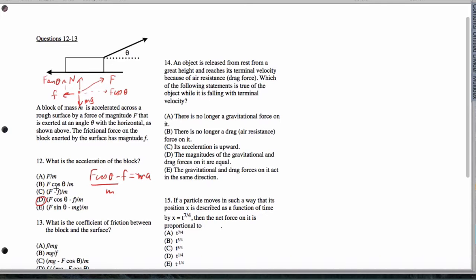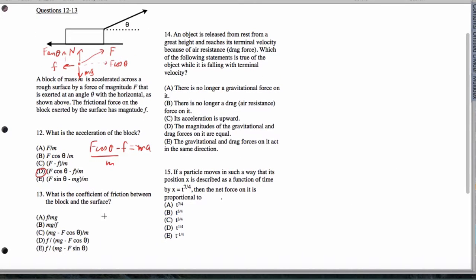Now, next, the coefficient of friction between the block and the surface is here. I've got the normal force and F sine theta. Sorry, I know that N plus F sine theta minus mg equals 0. So my normal force is going to be mg minus F sine theta. So that means my coefficient of friction is going to be friction divided by normal force, and that's how I'm getting choice E.